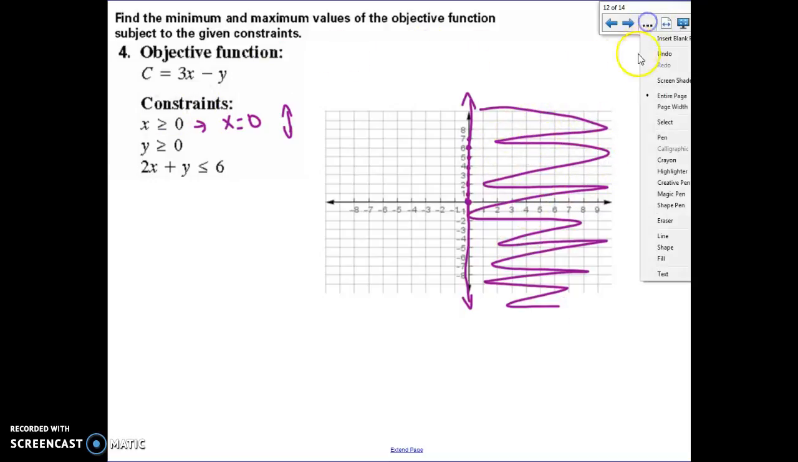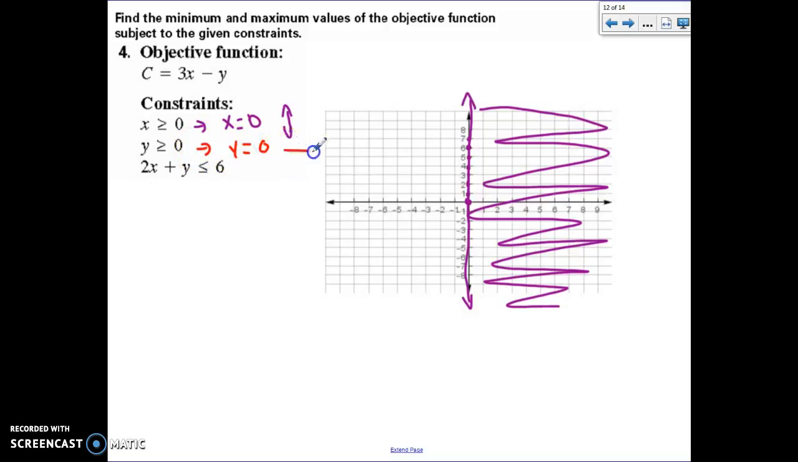I'm going to change my color. And what we're going to do next is graph y is greater than or equal to 0. So that's the same thing as saying I want to graph y equals 0. That's going to go left to right. So I'm going to go where y equals 0, which is right here, and all of these values have a y value of 0. So I'm going to draw a horizontal line where y equals 0. It's going to go like that.